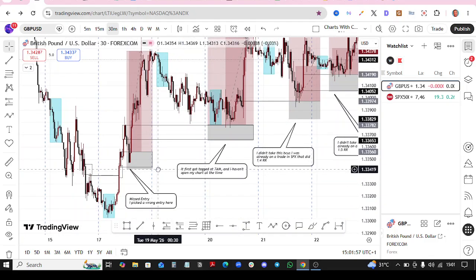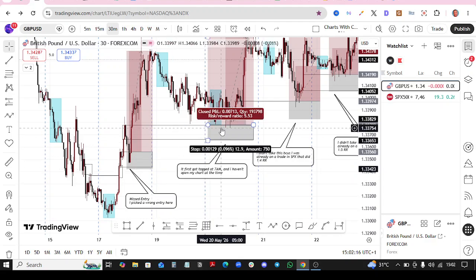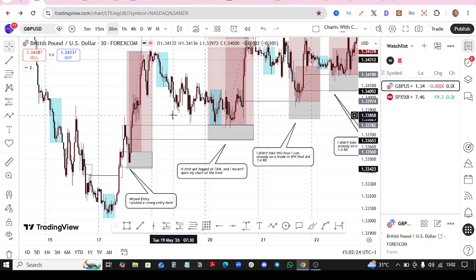What I was waiting for on this trade was for the Asian session to finish forming, because if this trade tagged during the Asian session, I wouldn't have taken it. But I was waiting for it to tag after the Asian session, right? And then I was still sleeping. So around 5:30, the Asian session was done forming already, but I was not on my chart.